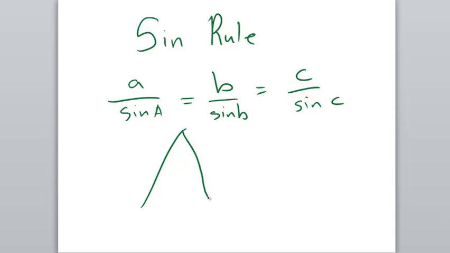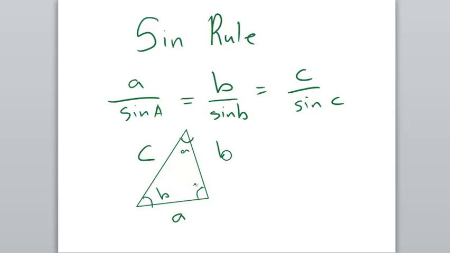Let's draw our triangle again. So let's say it's triangle ABC. This is the A angle, this is the B angle, and this is the C angle. As you can see, they're all opposite each other. Okay, so let's solve a question to clarify it a bit more.